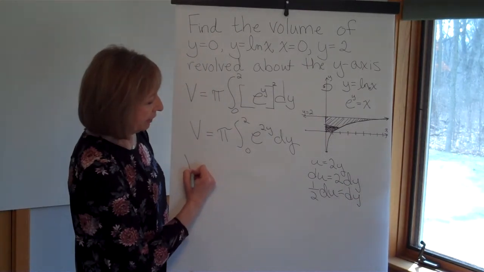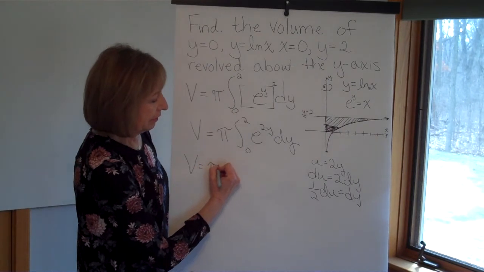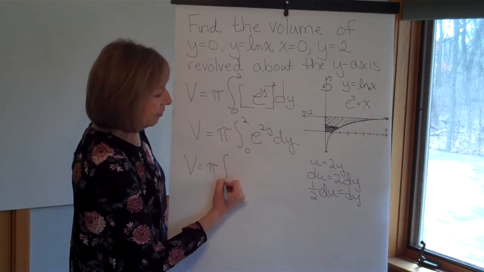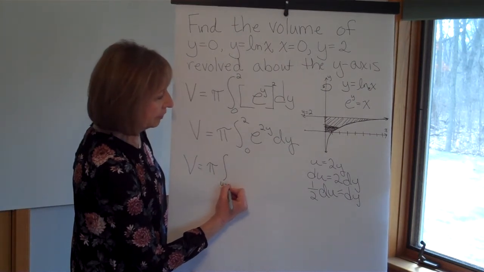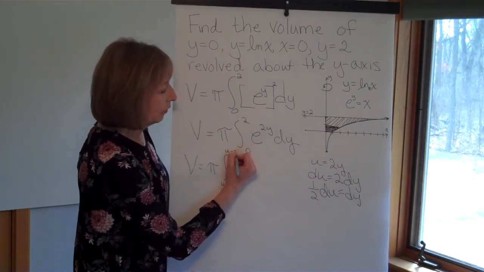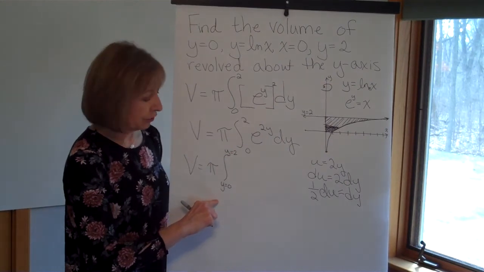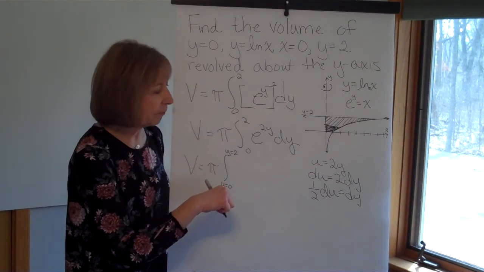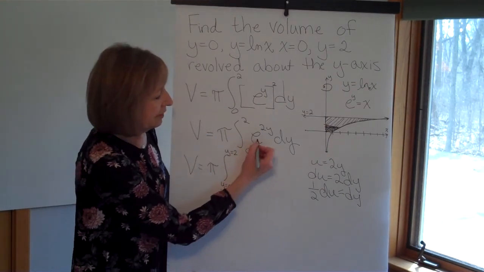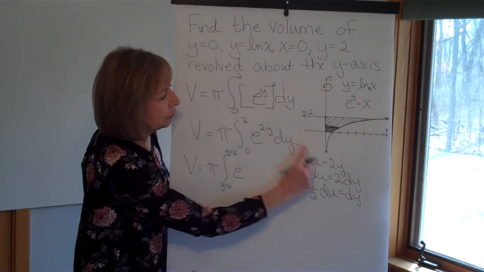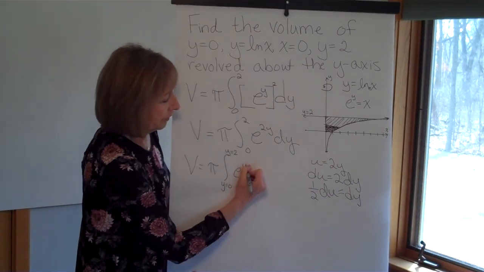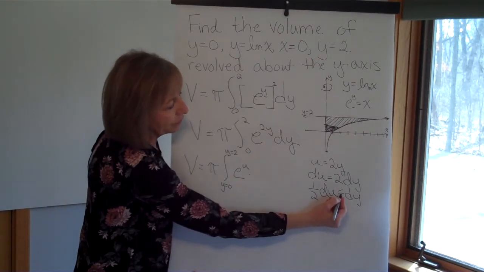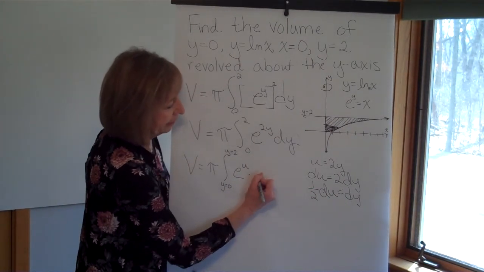So once I come back to my integral, I have pi times the integral from y equals 0 to y equals 2. We're going to write it like that to remind ourselves not to plug in these numbers until after we transfer back into the y's. So this is then e to the u, since 2y is u, times dy, which is equal to 1/2 du.